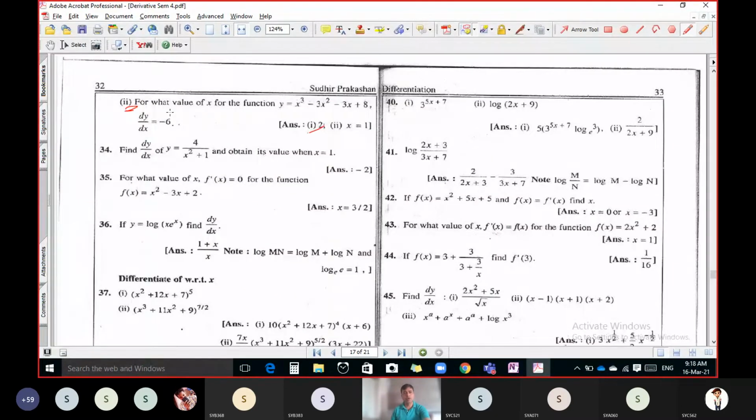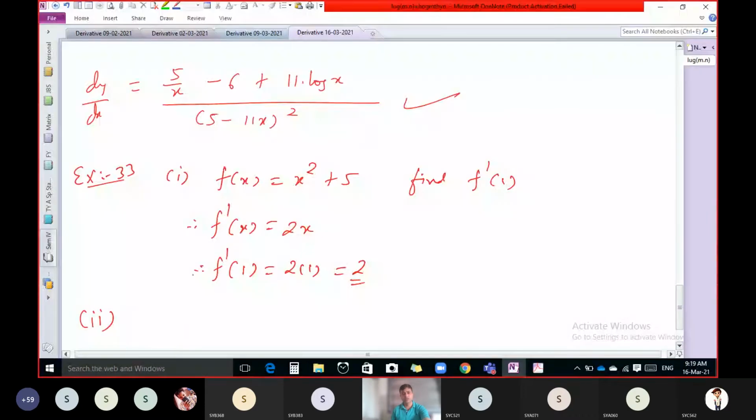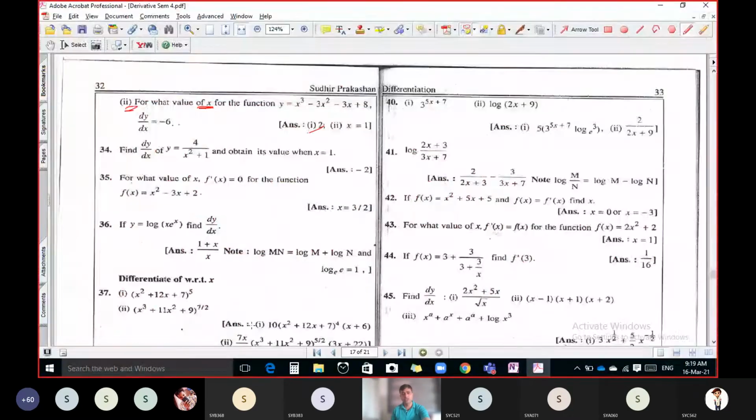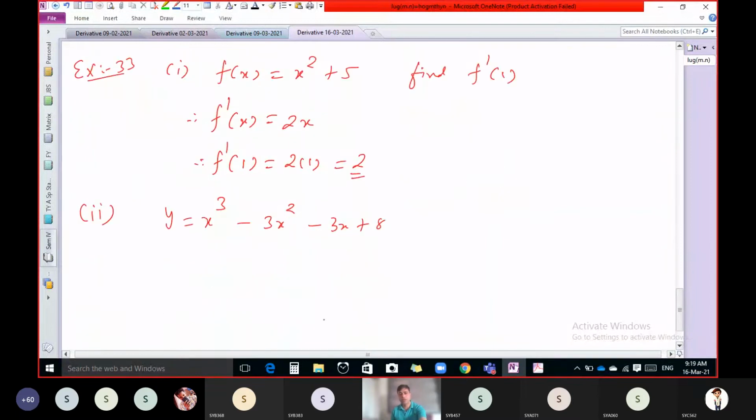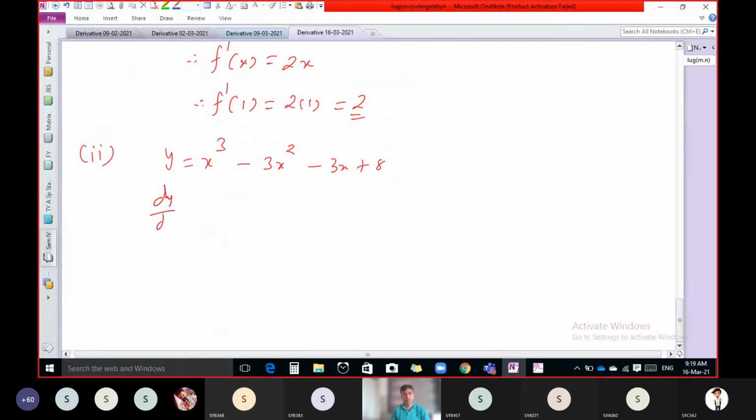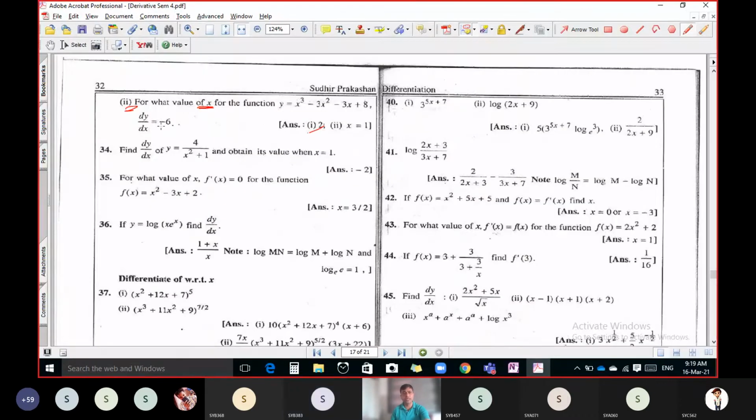See the second one. For what value of x does the function have dy by dx equal to minus 6? So dy by dx is given and you have to find out x. So y equal to x cube minus 3x square minus 3x plus 8. Now find out first of all dy by dx. Tell me the derivative. 3x square minus 6x minus 3. And this dy by dx is given: dy by dx is minus 6.